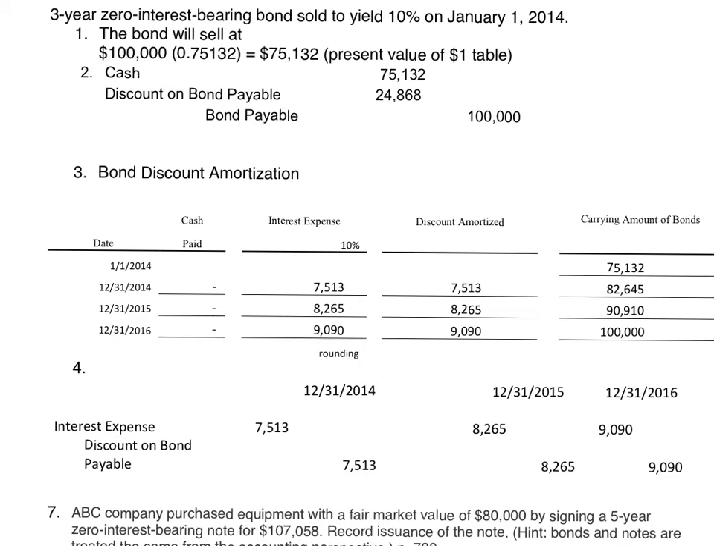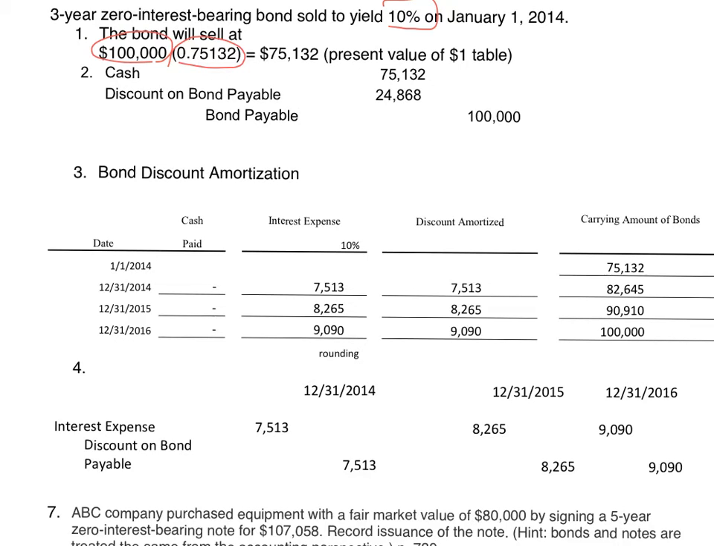So $100,000 will have to be discounted using n equals 3 and 10% market rate. Your present value factor will be 0.75132 based on the present value of a dollar or lump sum table. There would be no other cash outflows that you're used to, such as your interest.